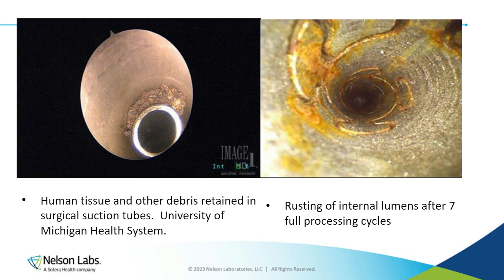Now, on the right, you'll see rusting of internal lumens after 7 full processing cycles. When you validate studies, after 6 cycles, everything passes and everything looks great. And on the 7th one, we do the validation and it looks great. Protein passed, hemoglobin passed, but residuals failed, right? So when I looked into the device, it was pretty clear that the device was tarnished from the inside, and that's what caused the cells to die when we did cytotoxicity testing.